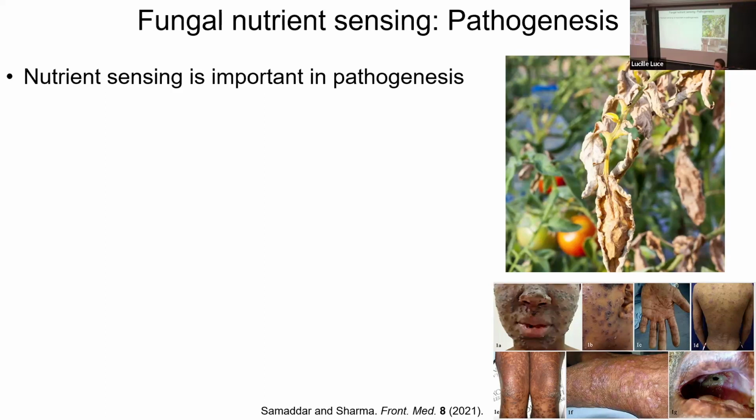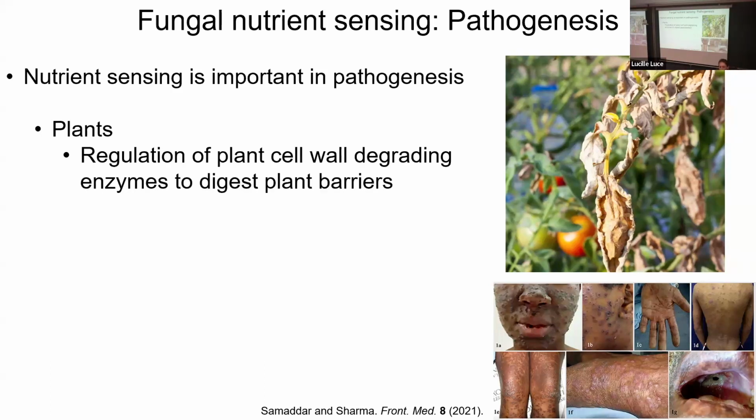and respond to nutrients. And this is really important for a number of reasons. So for pathogenesis, it's known that nutrient sensing is really important in pathogenesis. So if we think about pathogenesis of plants, one of the main defenses plants have against microbes is a really tough cell wall. And fungi are able to produce and secrete enzymes that break that plant cell wall down.